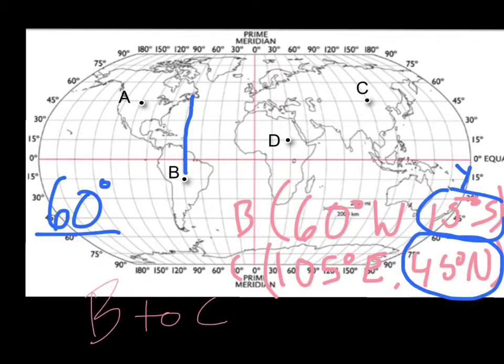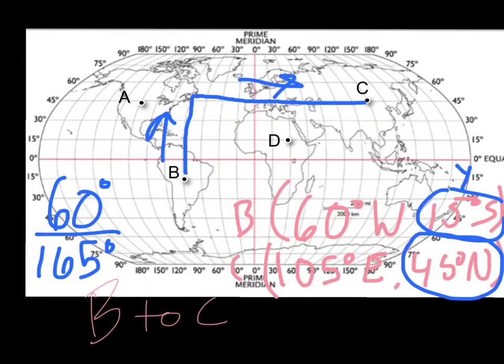Now looking for my run to get from B to C. I start at 60 degrees west of the prime meridian, and I traveled to 105 degrees east of the prime meridian. So if I travel 60 degrees to get to the prime meridian, plus another 105, that is 165 total degrees. Both of them are positive because I went up and to the right, both in positive directions.